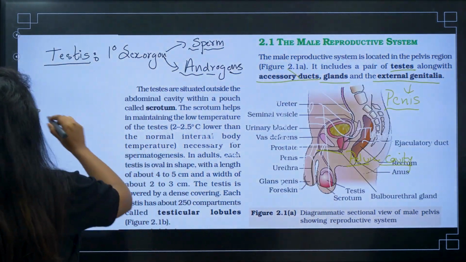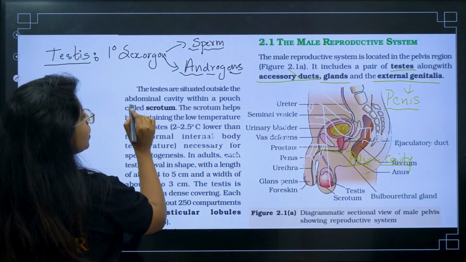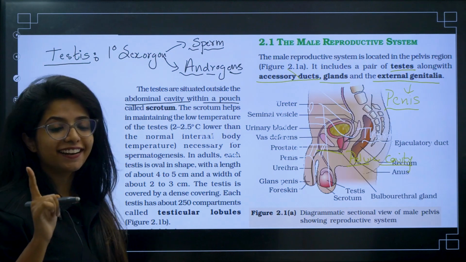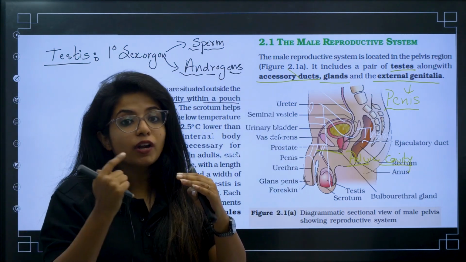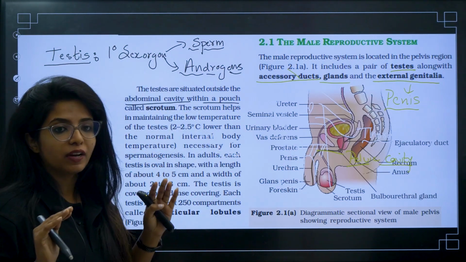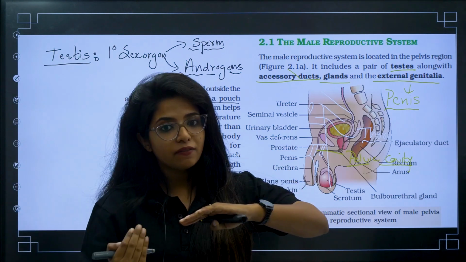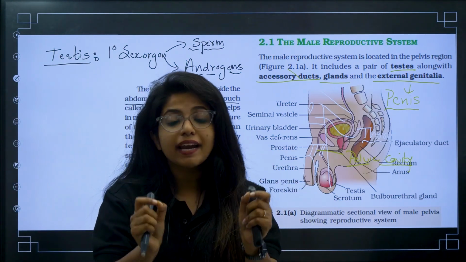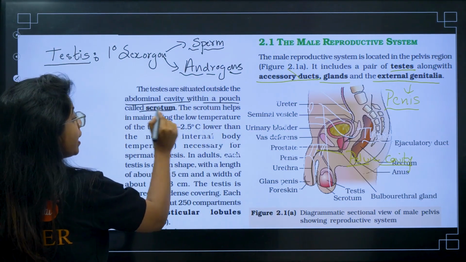The testes, if we talk about the testes, let's see what all we have to study. They are situated outside the abdominal cavity within a pouch. I said abdominal cavity, but what are they telling? Abdominopelvic cavity. They mean abdominopelvic cavity because we know abdomen also has two regions. The lower region is the pelvis region, below it is present. So I can clearly say it is present outside the abdominopelvic cavity. Now it is within a pouch called scrotum.